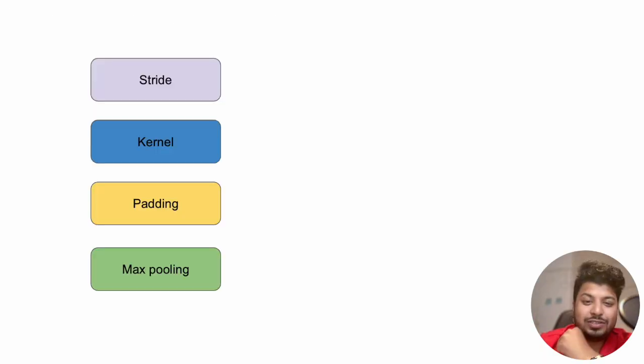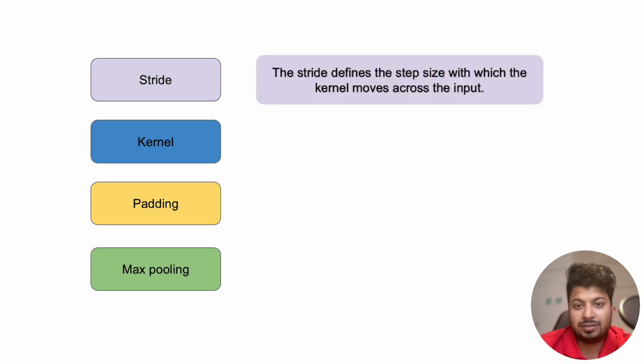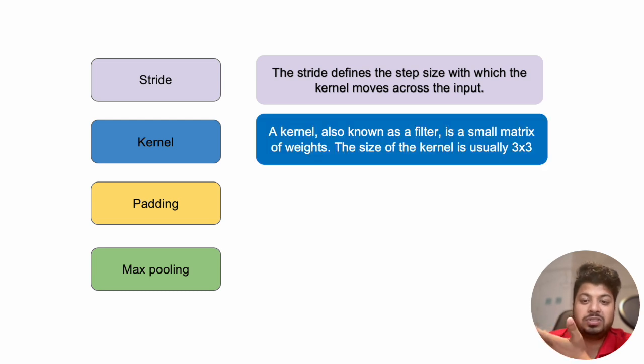Now let me summarize all the contents, whatever we have looked at so far in this video. So first of all, we looked at what a stride is and how we use it. Basically, the stride defines the step size with which the kernel moves throughout the matrix using a sliding window approach. And what is a kernel? A kernel is also known as a filter, which is a small weighted matrix. In most cases, we usually define it as a 3x3 matrix, but there are some cases where we use a 7x7 or 5x5 matrix.